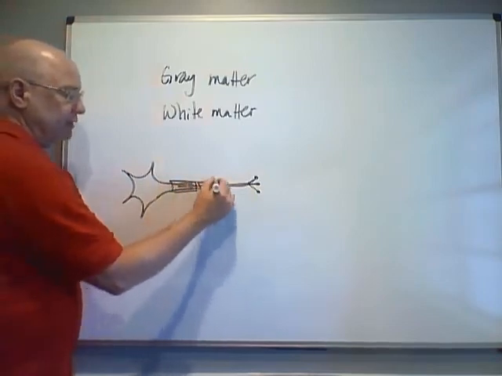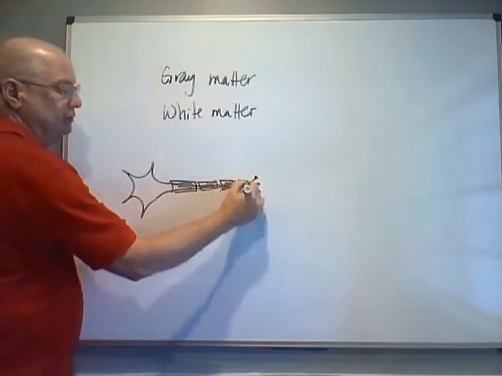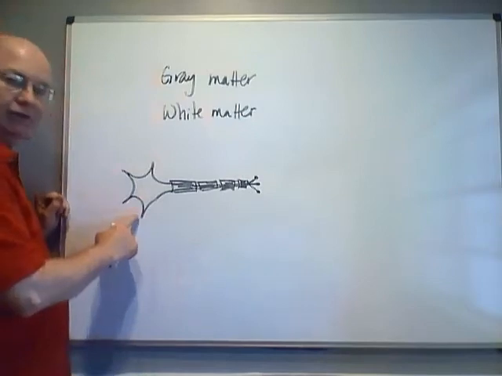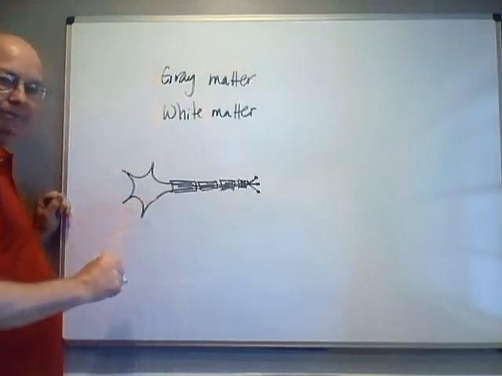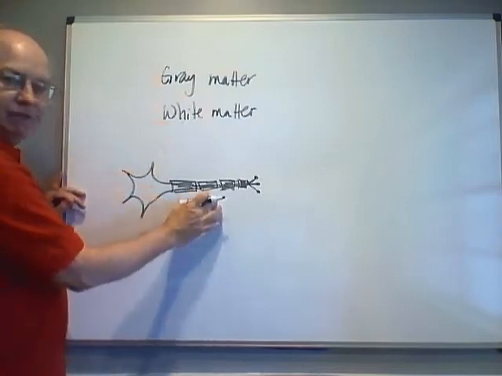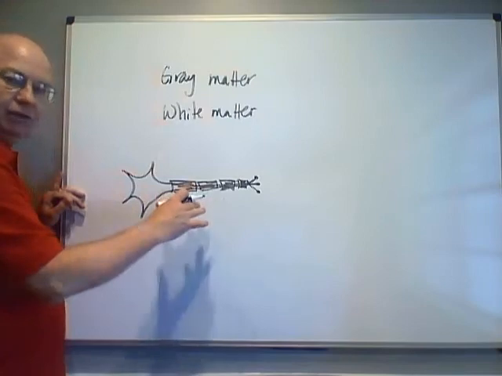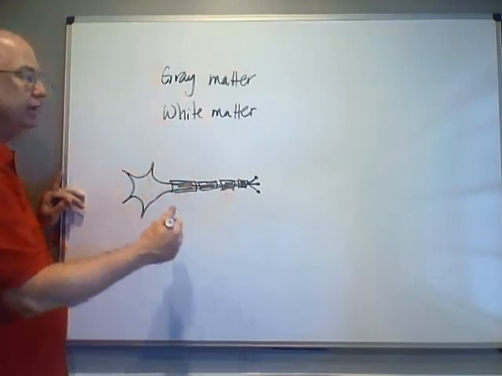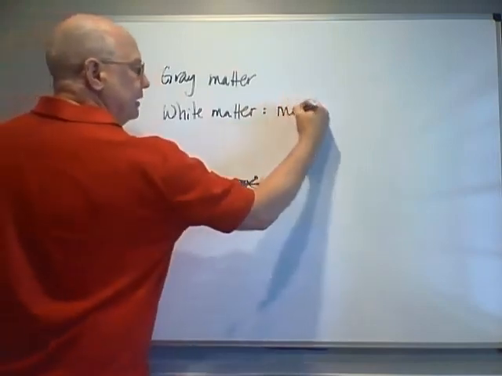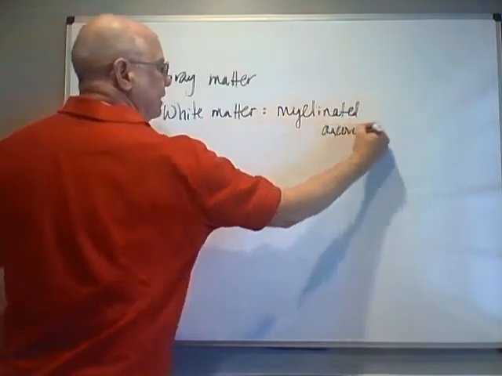If I put a bunch of Schwann cells here and made a myelin sheath, or if we were in the CNS, they would be called oligodendrocytes. But you notice there's no myelination on the dendrites or the soma. They're never myelinated. What makes the white matter white is the myelin coming from Schwann cells in the PNS or oligodendrocytes in the CNS. So when we talk about white matter, we're talking about myelinated axons, almost entirely myelinated axons.